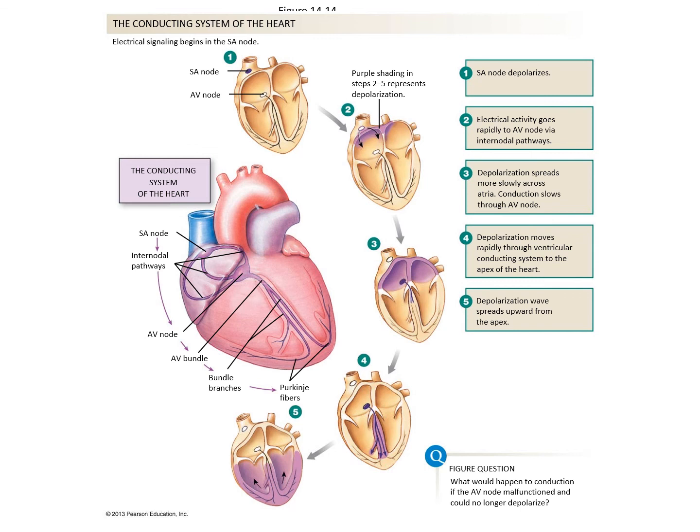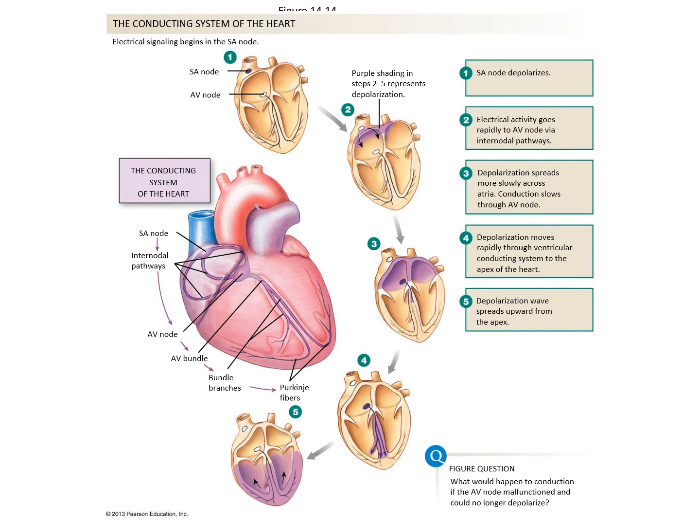We call this AV delay. This allows time for the atria to contract and fill the ventricles. So the filling of the ventricles puts more blood in it and also increases the pressure of the ventricles. From here, depolarization will continue down the conduction system. So it's going to go down the AV bundle, into the bundle branches, and then into the Purkinje fibers.